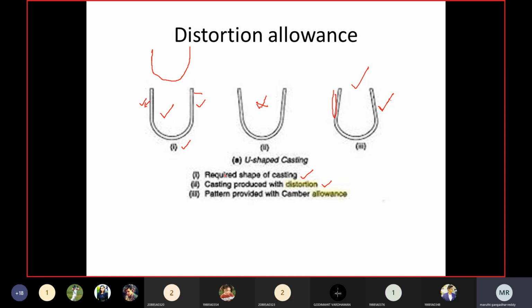The first one is the required shape of the casting. If you exactly use a pattern like this, what will happen? It is going to produce a casting which will have the vertical surfaces distorted outwards. To compensate for that, I have to make these vertical surfaces slightly moved inside, so that after solidification I am going to get the exact sizes.